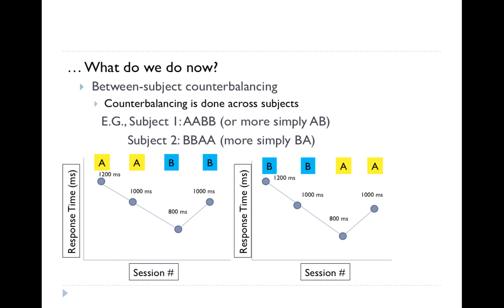So in that way, you're actually counterbalancing across subjects, not within subjects, because each person sees the same conditions, but they all see them in a different order. So that's another way that you can handle this. This is an example of complete counterbalancing.